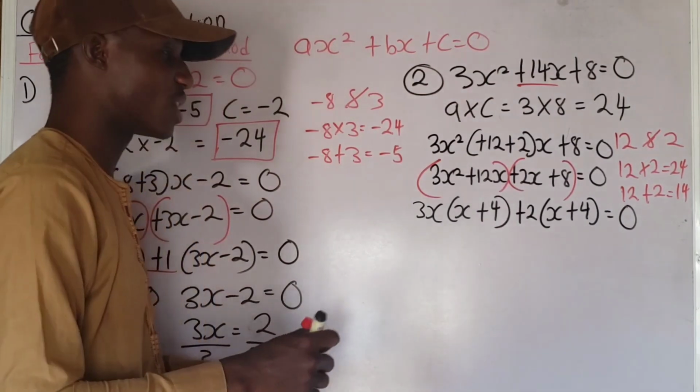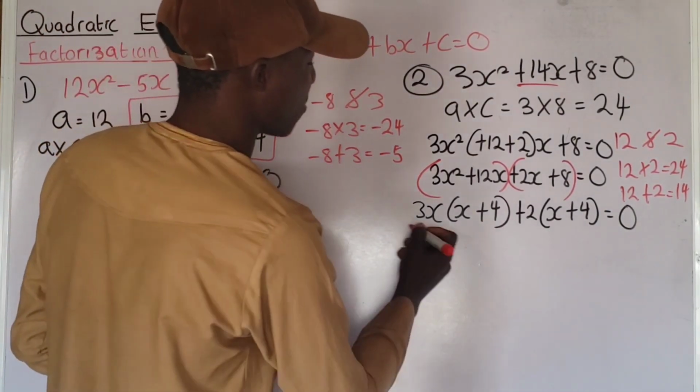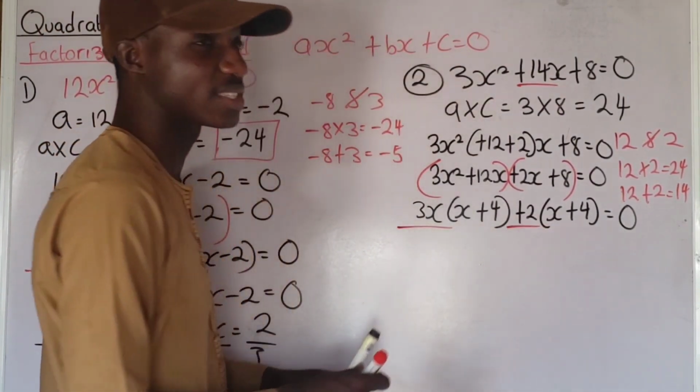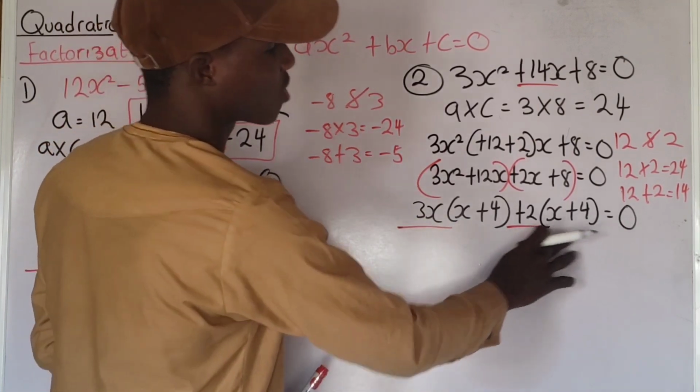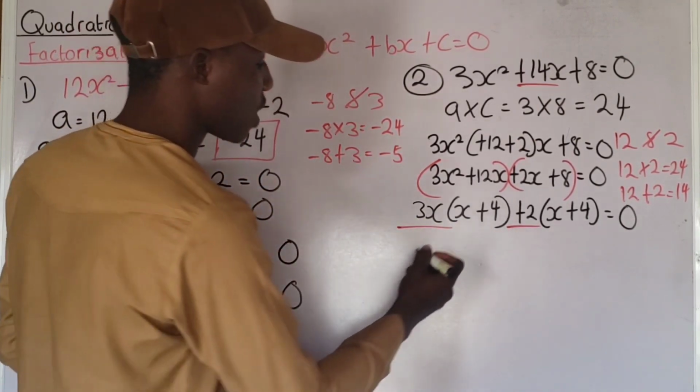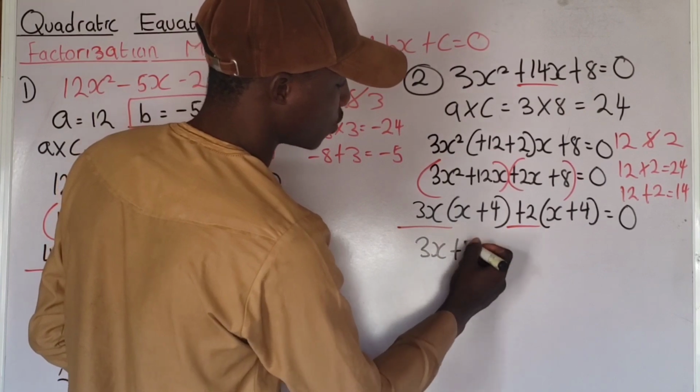You understand? Now having gotten the common factors, I'm going to sum the common factors and set it equal to 0. The common factor of the first bracket is 3x, and that of the second bracket is what? Plus 2. So I'm going to have 3x plus 2 equals 0.